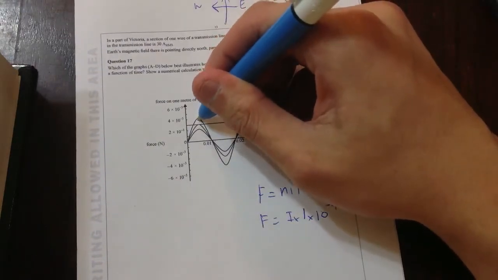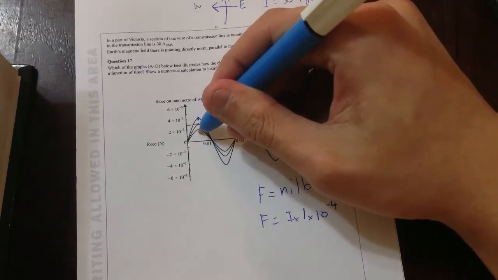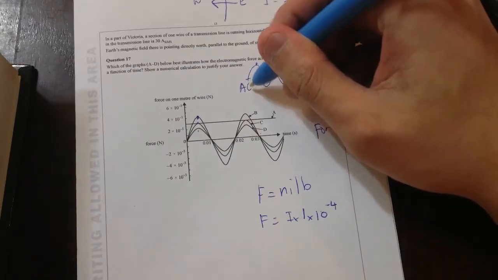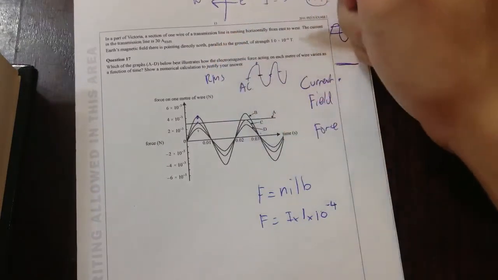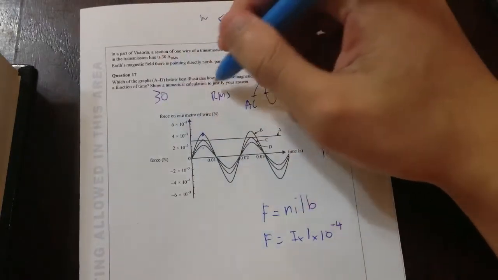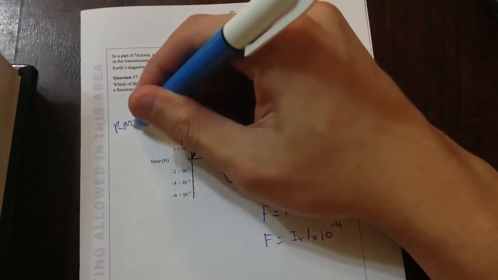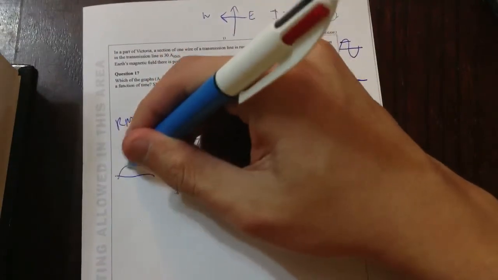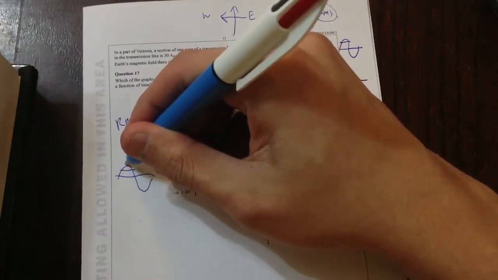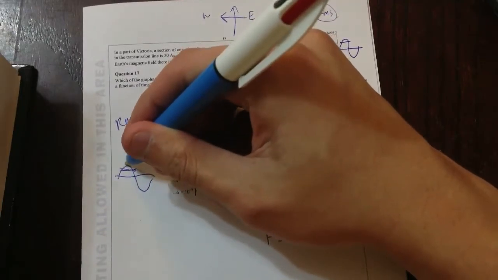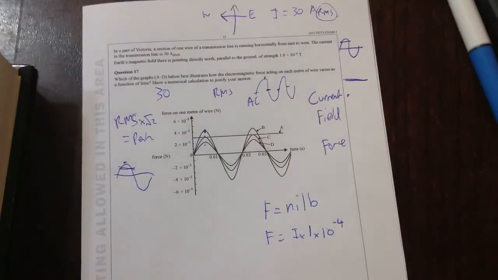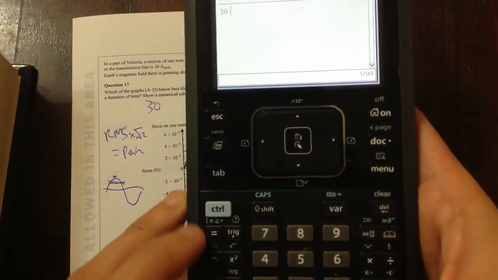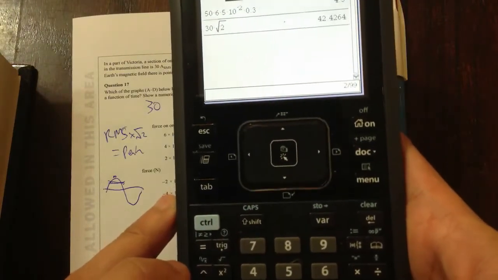But what is the current we want to put in? Well, if we wanted to put in the peak of our graph, what we need to do is figure out the peak of our AC. And we don't have that yet. We have root mean squared. So remember, to get from root mean squared to peak, you have to multiply by root 2. Root mean squared is like the average, so the peak's always higher, so we multiply that average by root 2 to get the peak. So I'm going to quickly do 30 times root 2 on my calculator. So that's 42.4.